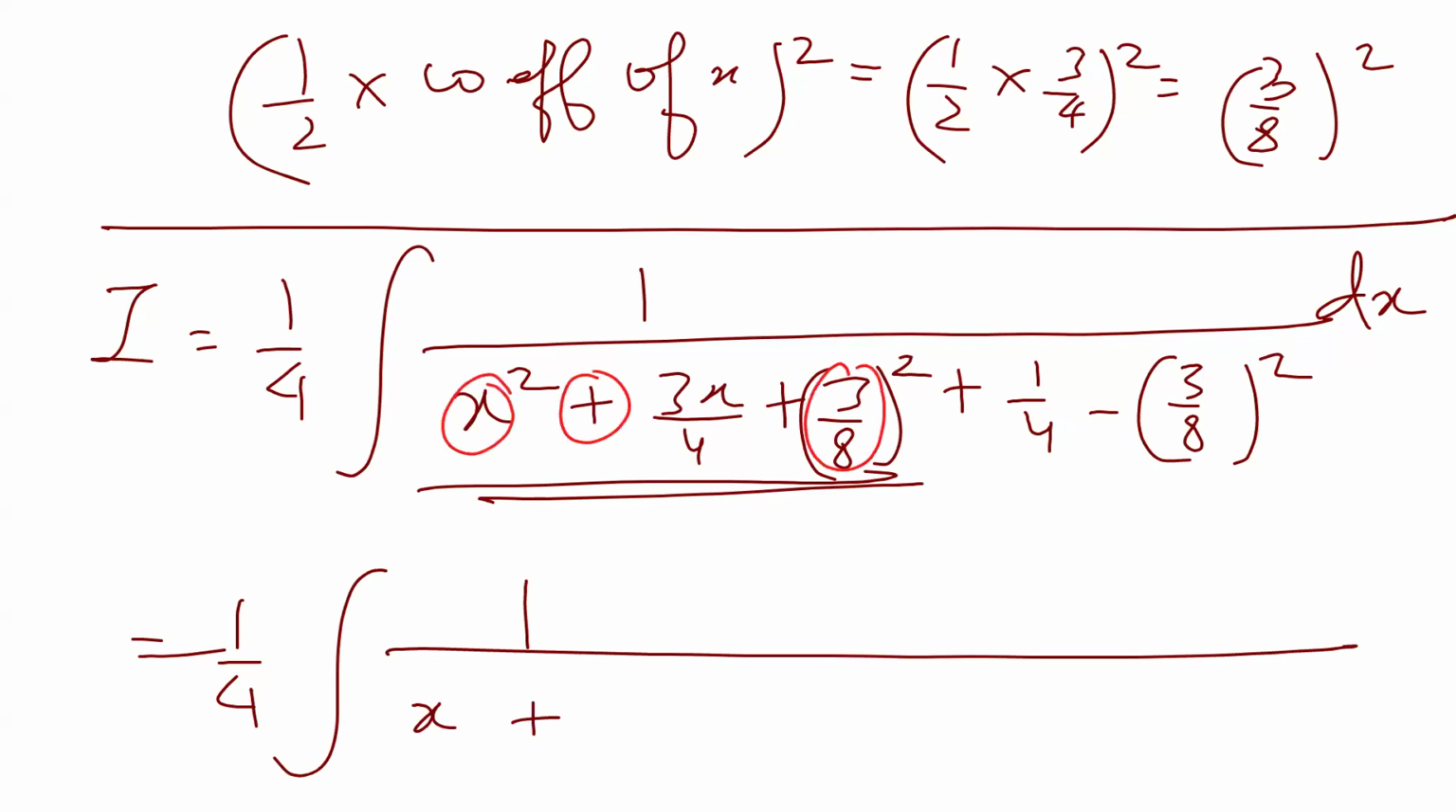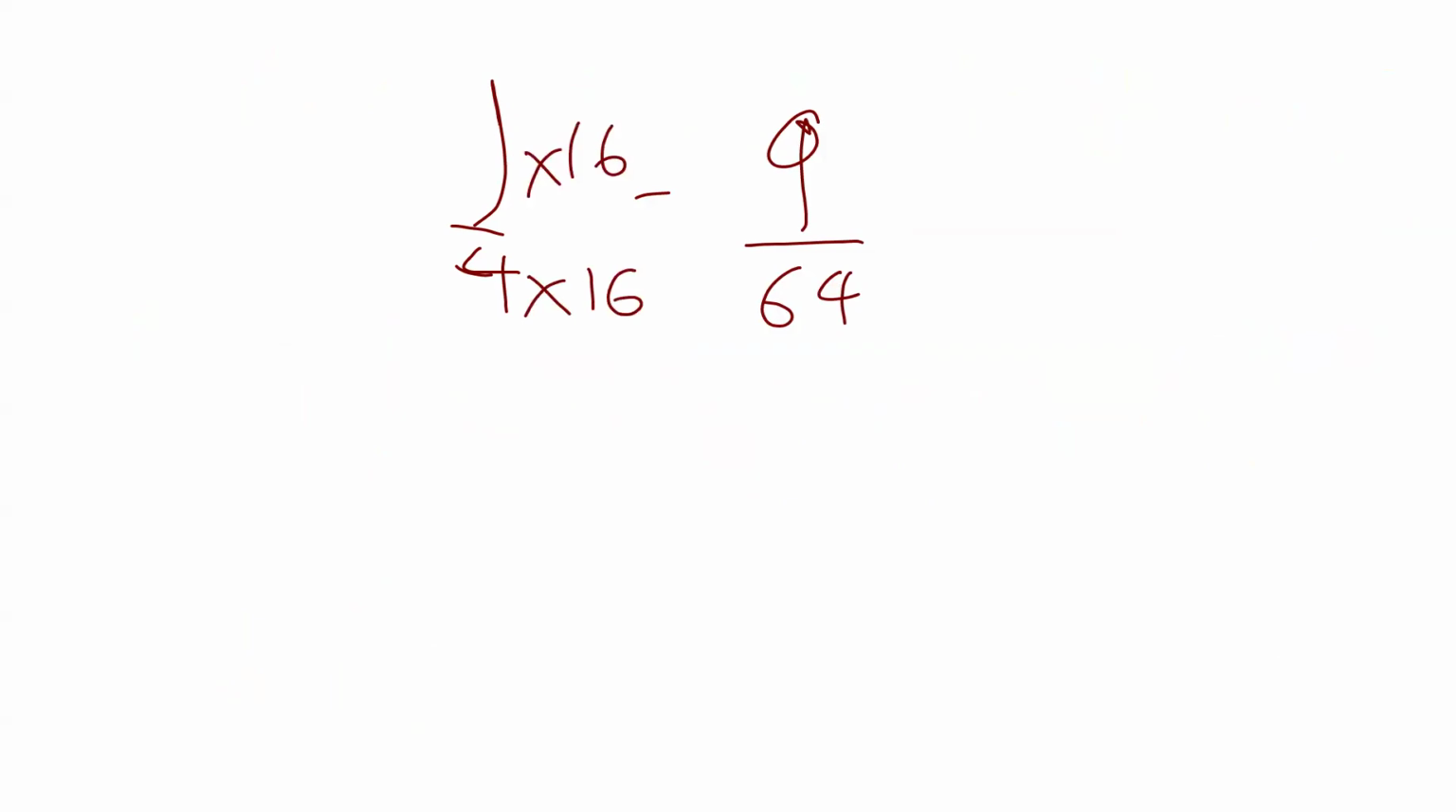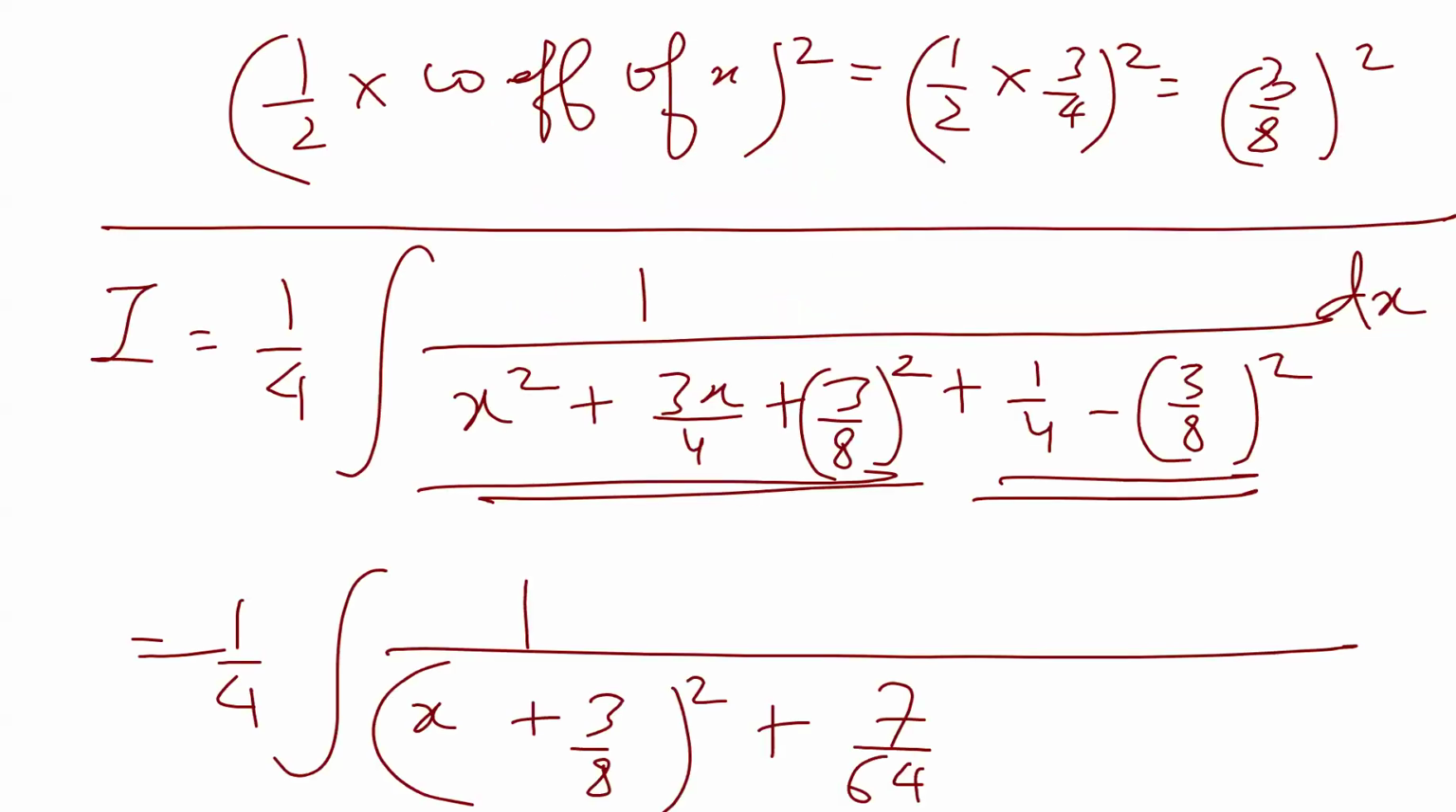X plus 3 by 8 the whole square. And the last two terms: 1 by 4 minus 9 by 64. So into 16 I will do. Okay, so 16 minus 9 is 7 upon 64. So this will be plus 7 upon 64.